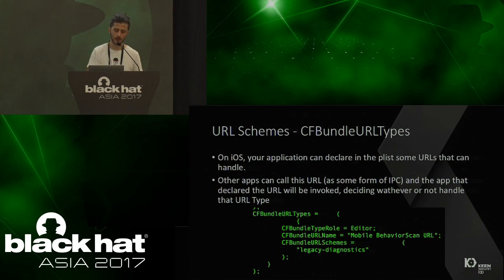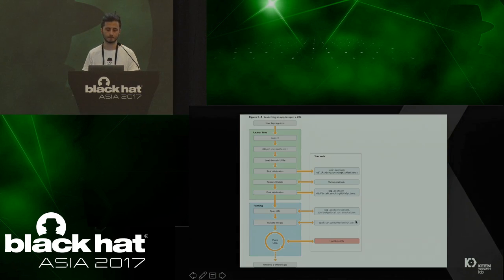And the app that declares those URLs will handle this and be invoked, and decide what to do, whether to handle them or not. Here we can see an example of a legacy diagnostic URL. So some application declares this legacy diagnostic URL. This is roughly how it works. Basically, there are some callbacks in the application that get invoked when this kind of interaction via URL happens. I will not go too much into the details on this.